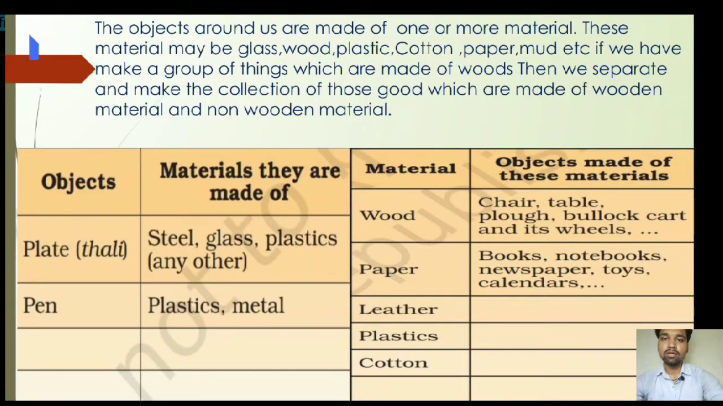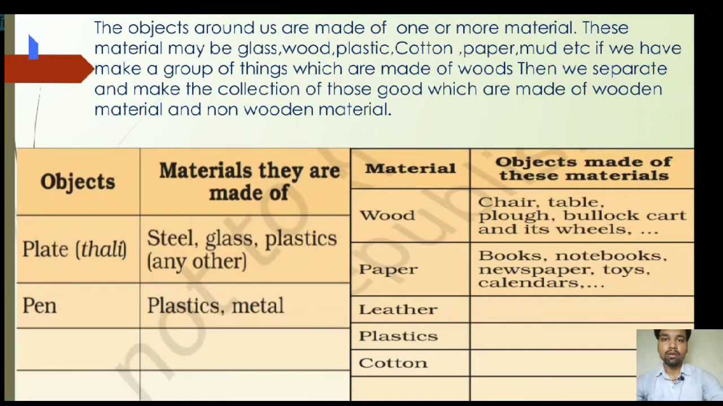Friends, here two charts are given. In the first chart, the first column represents the objects and the second column represents the material which is used for making those objects. For example, the first example is plate or thali. Friends, the plate and thali that we see in our home are made of various types of materials. It may be made of steel, glass, fiber, plastic, etc.